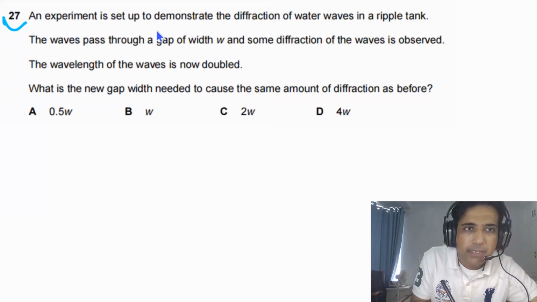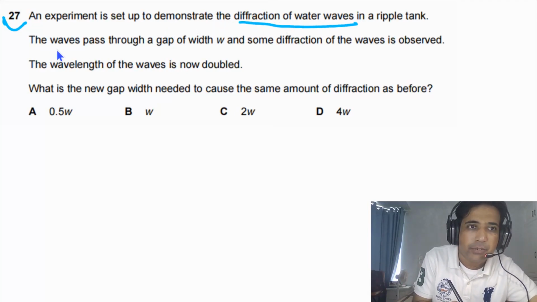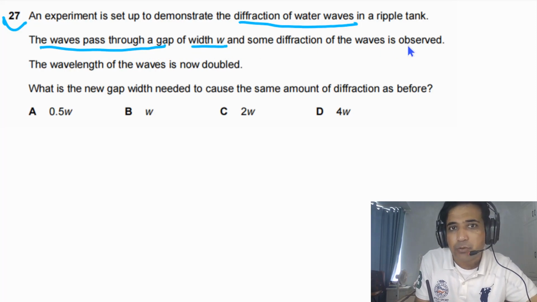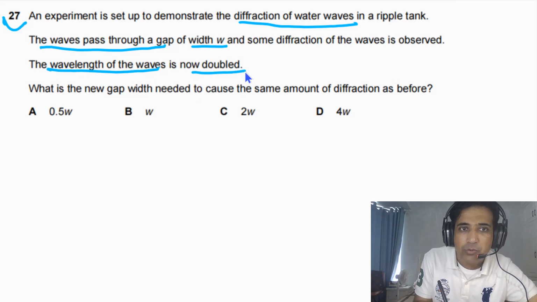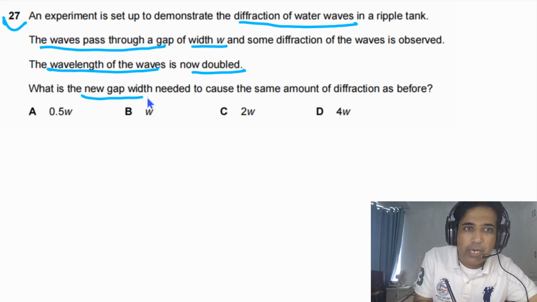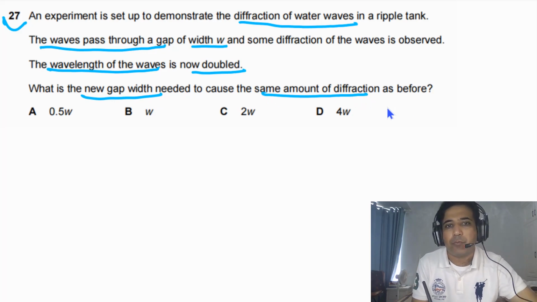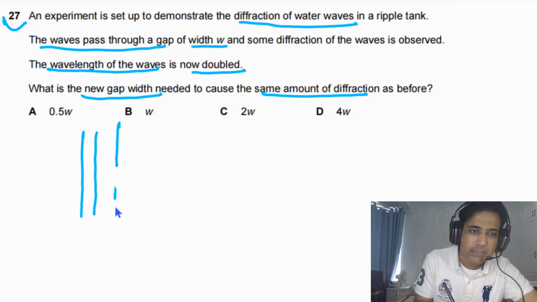Question 27 says an experiment is set up to demonstrate the diffraction of water waves in a ripple tank. The waves pass through a gap of width W and some diffraction of the waves is observed. The wavelength of the waves is now doubled. What is the new gap width needed to cause the same amount of diffraction as before? So for this one we need to understand, imagine that these are the waves, they are coming, and here we have a hole, means we have a slit here.